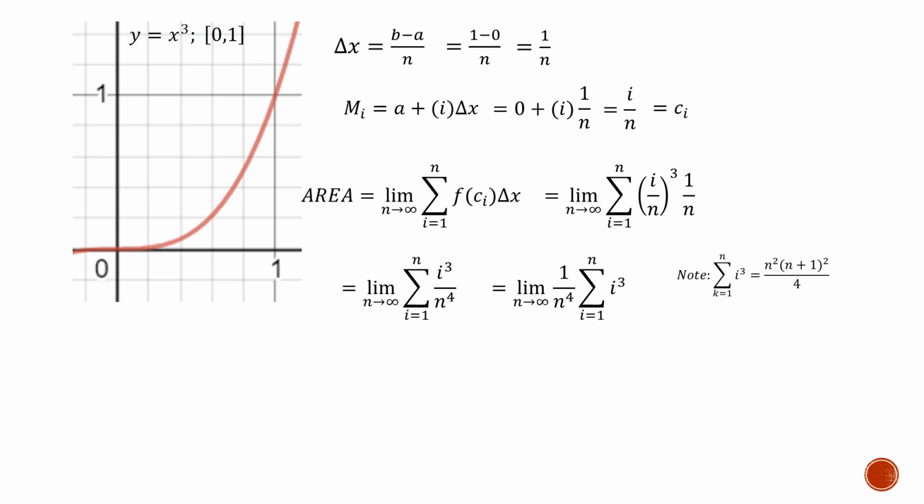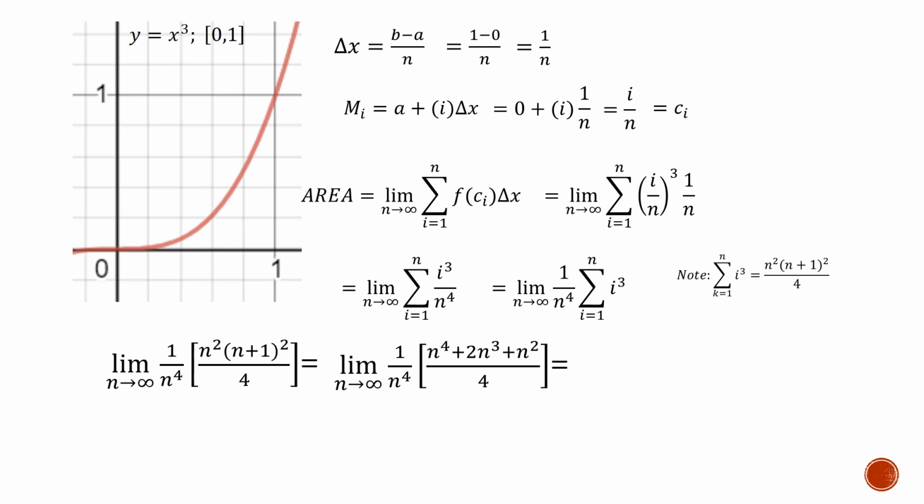So going back, I cubed we said was n squared times n plus 1 all squared over 4. So simply put, I get n squared times n plus 1 all squared over 4 times 1 over n to the 4th. We're going to distribute and simplify. Simplify further, and I end up with 1/4 plus 1 over 2n plus 1 over 4n squared.